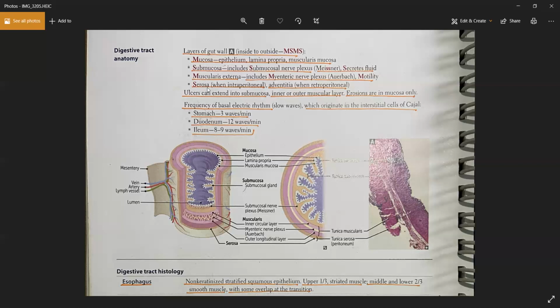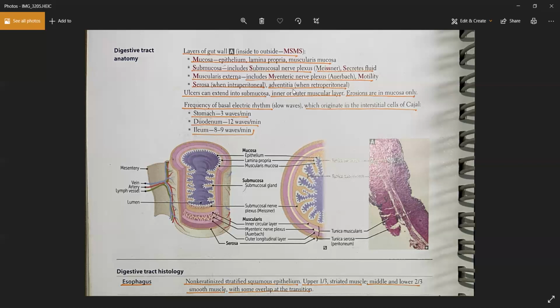You call it serosa whenever the structure is intraperitoneal, and you call it adventitia whenever the structure is retroperitoneal. So use these words very carefully. Whenever you are describing an intraperitoneal structure, you will use the word serosa. Whenever you are describing a retroperitoneal structure, you will call this outermost covering the adventitia.